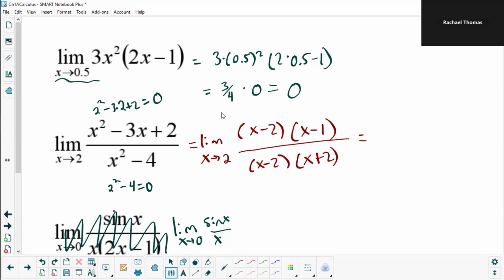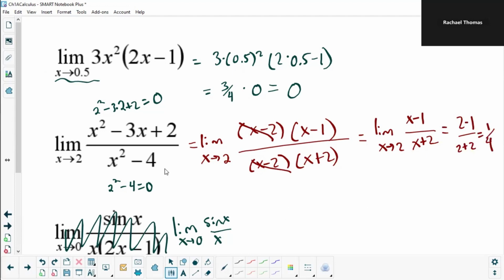All right, so I factored, no surprise, I can cancel out some terms. That usually happens. If you get 0 over 0 and you can't cancel out terms when you factor, double check your factoring. And now let's see if I can plug in. Indeed, I can. 2 minus 1 over 2 plus 2, 1/4.